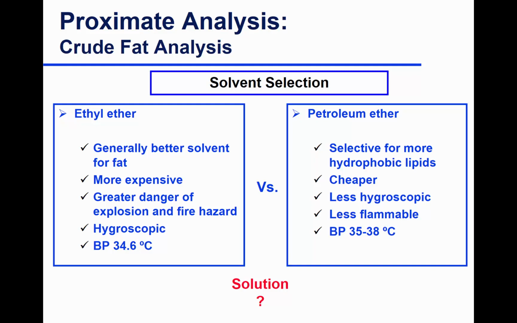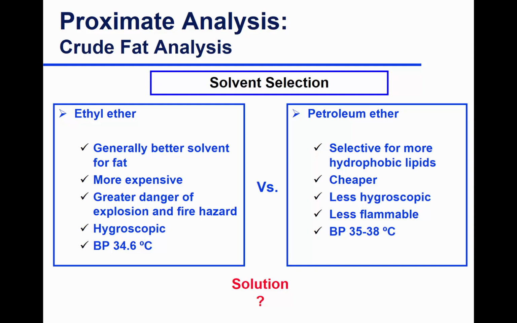So ethyl ether is a better solvent for fat or lipids in general because it can solubilize polar lipids as well. Petroleum ether is very specific and it's more selective to hydrophobic lipids. That's why if you know the composition of your lipid in your sample, you might go, okay, if I use petroleum ether, I'm underestimating because I'm not extracting all of my phospholipids or monoglycerols and diglycerols.